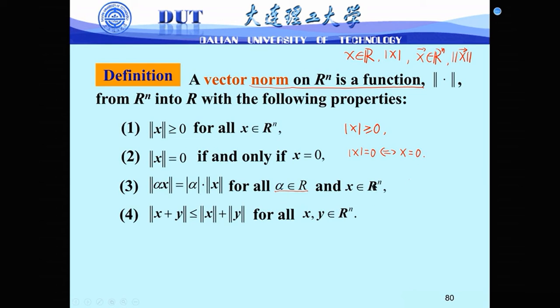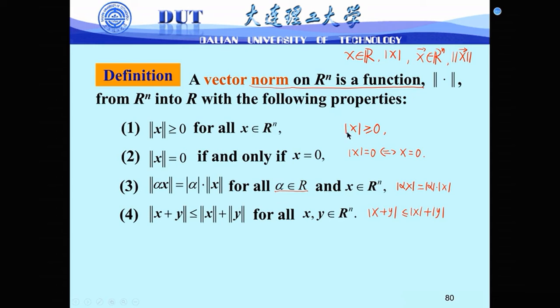Also, we can compare with the absolute value just like this. Now you see, the absolute value of alpha multiplied by x equals the absolute value of alpha multiplied by the absolute value of x. And here, if we have two numbers x and y, then the absolute value of x plus y is less than or equal to the absolute value of x plus the absolute value of y. So now you see the four properties are also satisfied for absolute value, right?